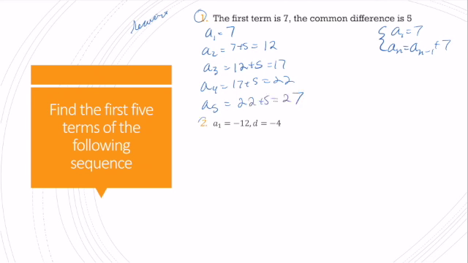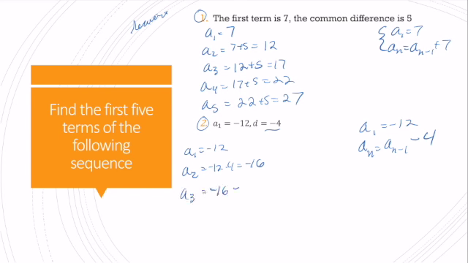All right, let's take another look at this. This one is recursive as well. I have a sub 1 is -12, and I know my difference is -4, so I'm going to have a sub n is a sub n minus 1 minus 4. So a sub 1 is -12. A sub 2 is -12 minus 4, which is -16. A sub 3 is -16 minus 4, which is -20. A sub 4 is -20 minus 4, which is -24.